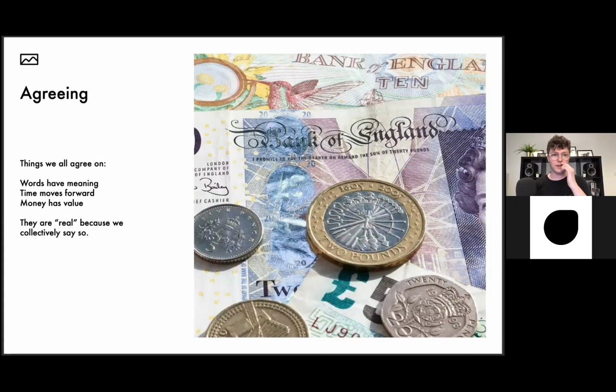So these are some things that we agree on, right? Words have meaning. We've established that we all pictured a dog when that word came up. Time moves forward, and money has value. Right? They are things that we as a society believe is true. But they're only real because we as a society collectively say so. And so much to the point that on British money, on pound sterling, it says on the notes, I promise to pay the bearer on demand the sum of whatever the note is.